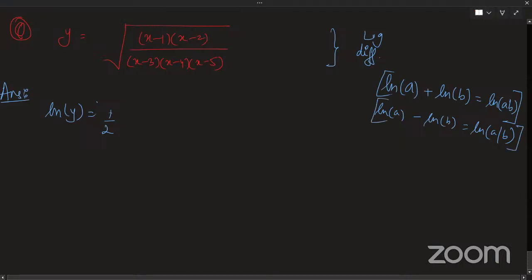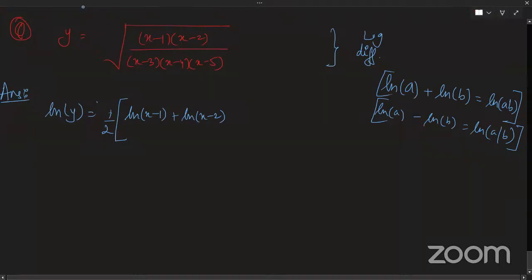Right. Great. So over here, what is happening is half of. So what is this half doing? This half is basically representing my square root, right? Because you have got this whole thing as a power. So this half will basically denote your square root. So x minus 1 and x minus 2 are being multiplied to each other. So I can write it as ln of x minus 1 plus ln of x minus 2, right?